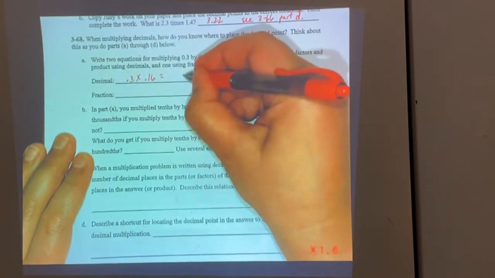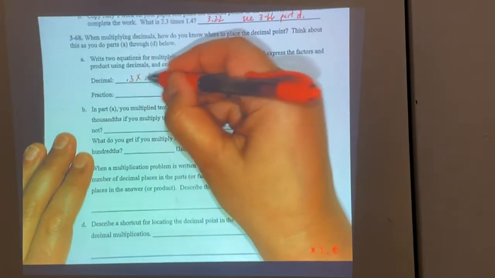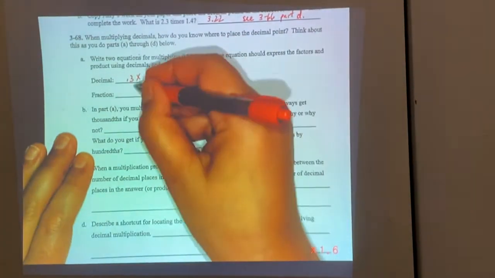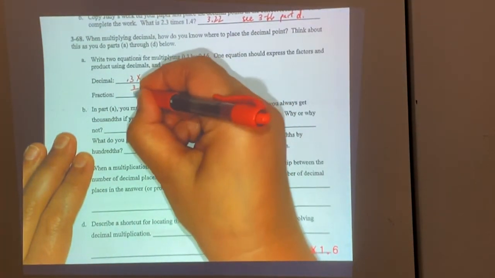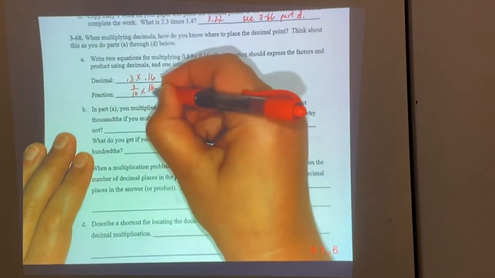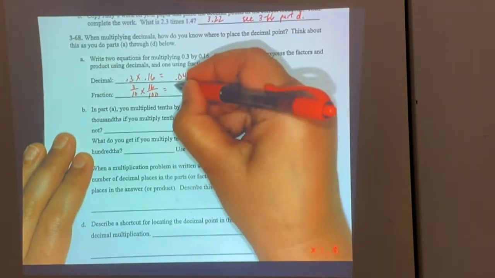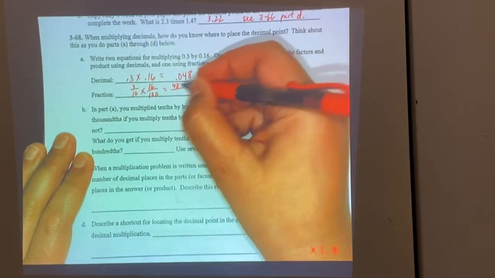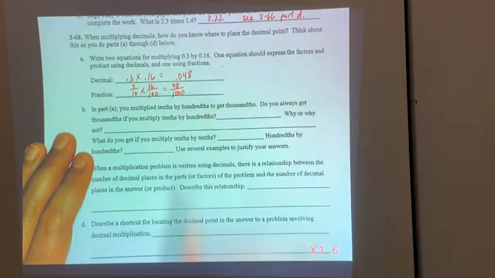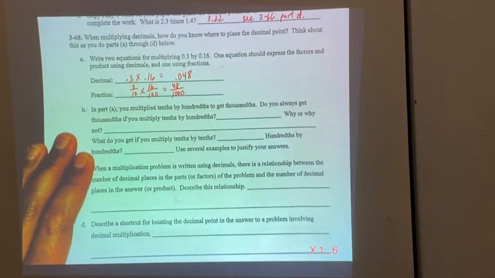So this, you just do like this. What's 3 times 16? It's 48. How many decimal places? 1, 2, 3. Put your decimal down. So then as a fraction, 0.3 is 3/10, and 0.16 is 16 over 100. Again, 3 times 16 is 48. 10 times 100 is 1,000. And this is 48 thousandths. In part A, you multiply tenths by hundredths to get thousandths. Do you always get thousandths when you multiply tenths by hundredths? Yes.